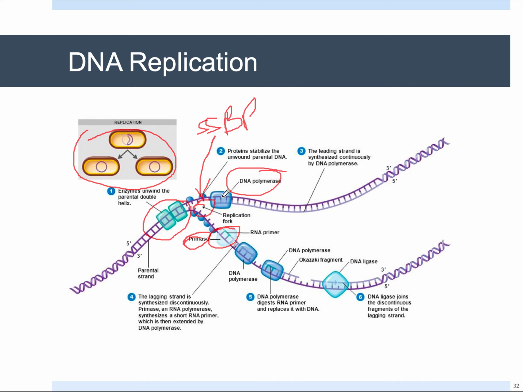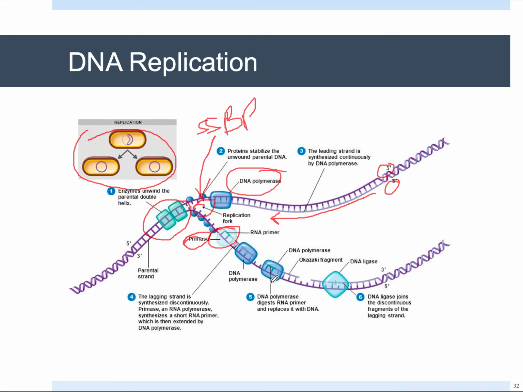So on this particular strand, you have 3' here. So this is 5', and it can only synthesize in one direction. It's able to do that very easily. So this strand is known as the leading strand. The leading strand is the strand where DNA polymerase is able to synthesize the new strand continuously.